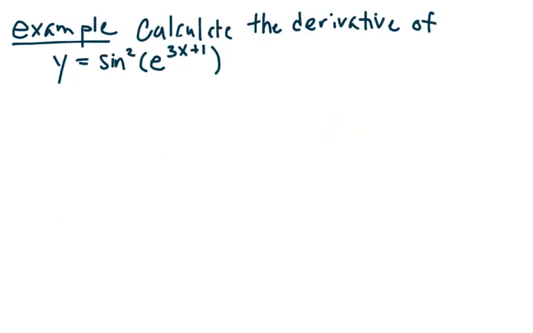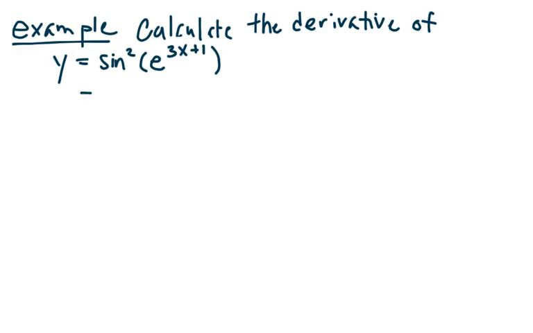Next example. Okay, now suppose we want to calculate the derivative of y equals sine squared of e to the 3x plus 1. So again, we have three functions that are a composition of each other. Our outermost function, sometimes the hardest thing to identify is which is the outermost function, it's actually the square function. We have sine squared of a term.